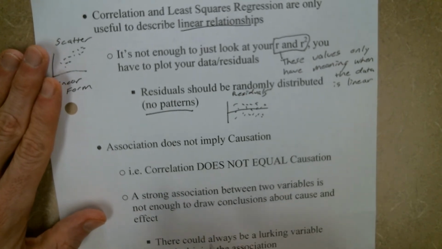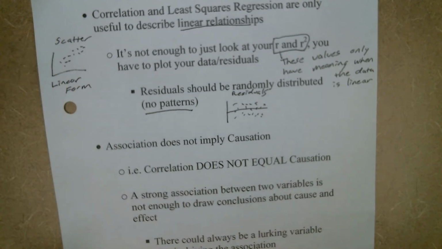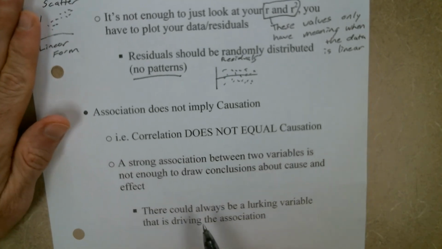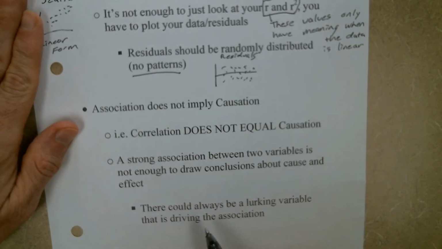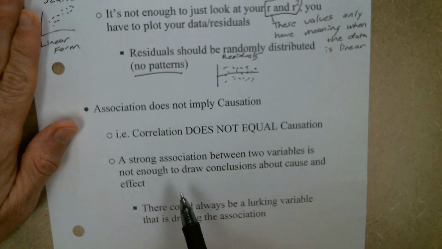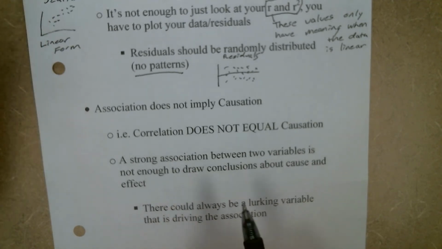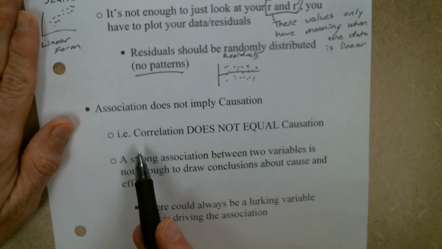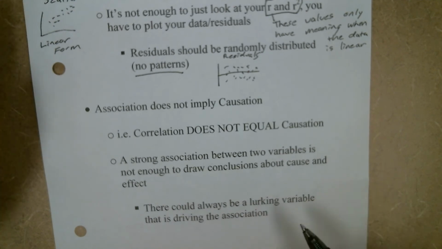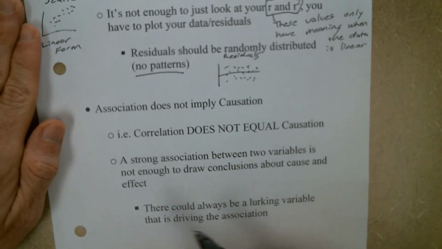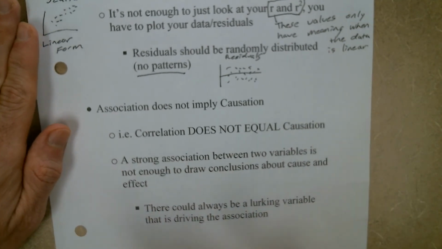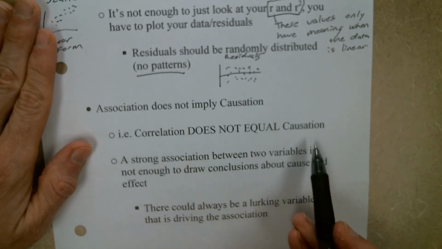All right. We don't have evidence that our X is causing Y to change. We're just saying that they're associated. There could always be a lurking variable that is driving the association. All right, the example I gave in class was with COVID and eating at restaurants. And they said there was a high correlation between eating at a restaurant and eventually catching COVID. That does not mean that eating at restaurants causes you to catch COVID. It might be that people that eat at restaurants take other risks, and it's those other risks that are causing them to catch COVID. So again, correlation does not equal causation.